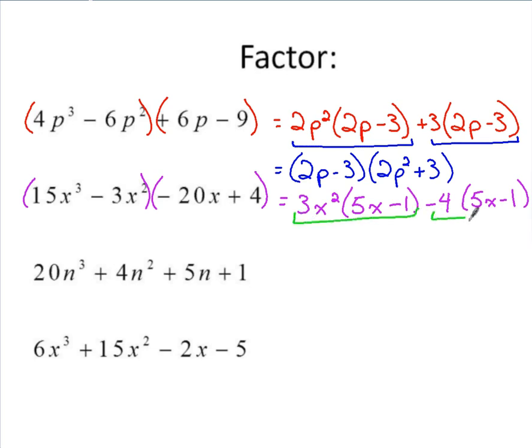Got this grouping here, this grouping here. Greatest common factor between each is the 5x minus 1. We pull that 5x minus 1 out. And the leftovers, you got 3x squared minus 4.